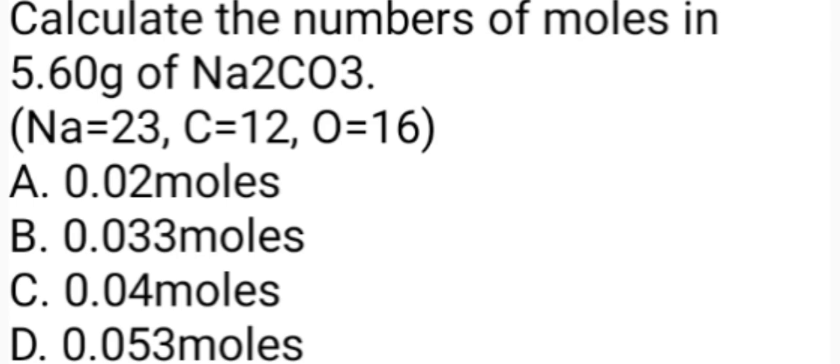So what you have to do now is just to calculate the number of moles present in that compound, Na2CO3, for a mass of 5.60 grams of this particular compound. Now we're going to solve this question gently.